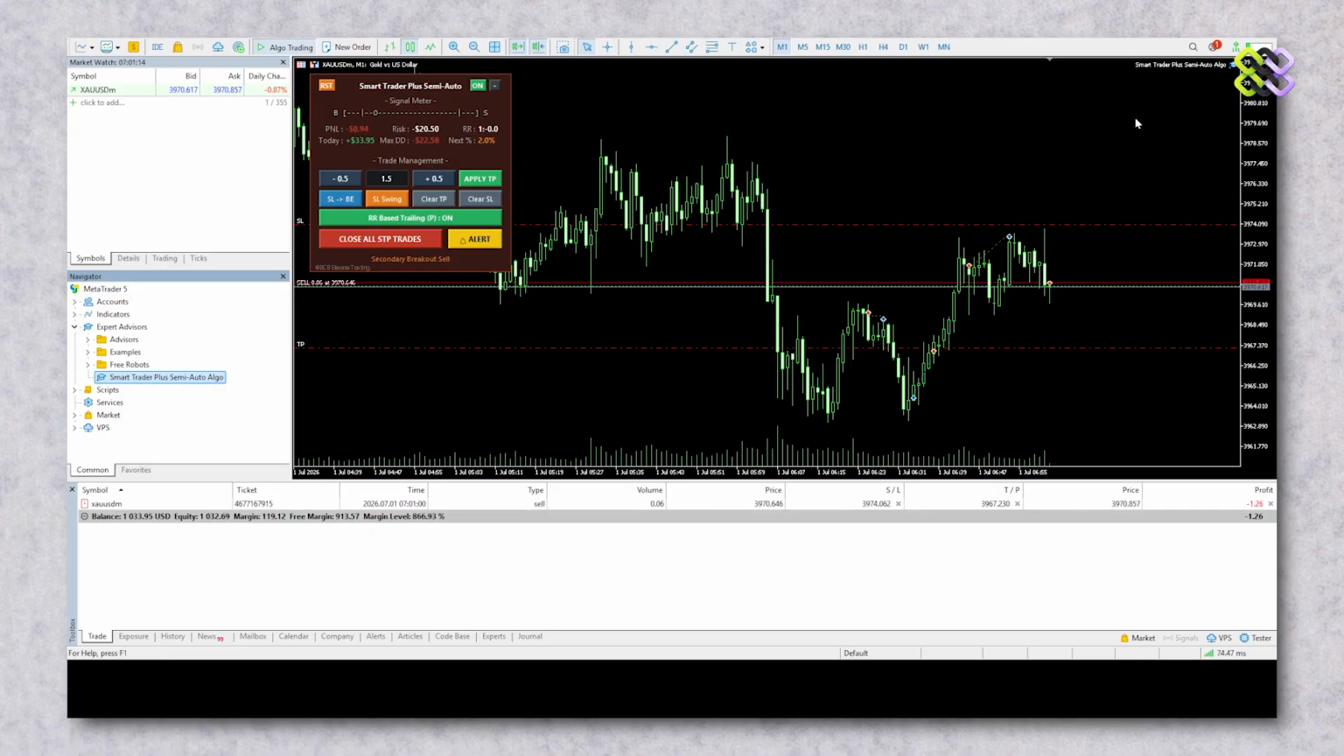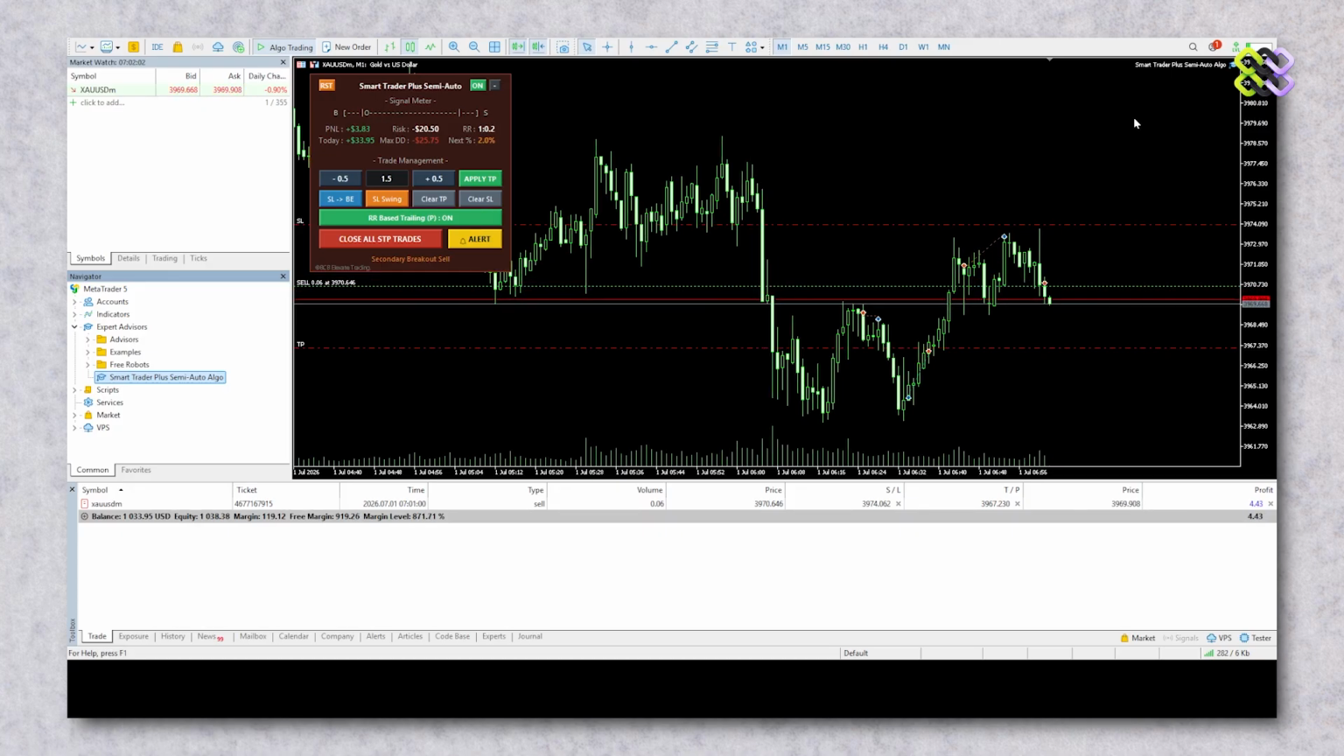If things ever get too crazy in the market, you always have the emergency close all button, which instantly closes every trade managed by the algorithm with a single click. Smart Trader Plus removes the emotional mistakes, handles the complex risk math, and manages your exits, all while letting you trade on your own schedule.